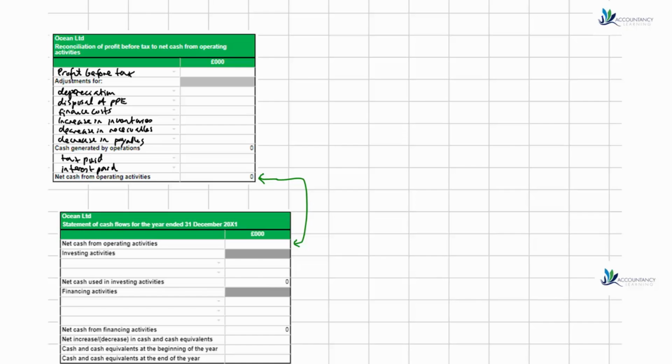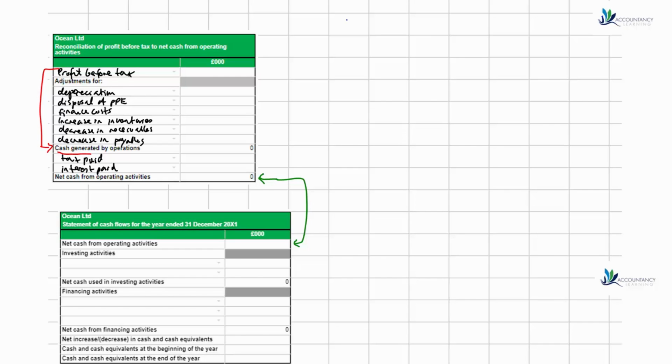So let's understand what's going on here. Let's do a bit of revision for this. So notice that we are not starting with a cash figure. Even though we're preparing a cash flow statement, our first figure is a profit number. And then we're making a load of adjustments to that because we want to convert that profit number into a cash number. So there's our first cash number, cash generated from operations.